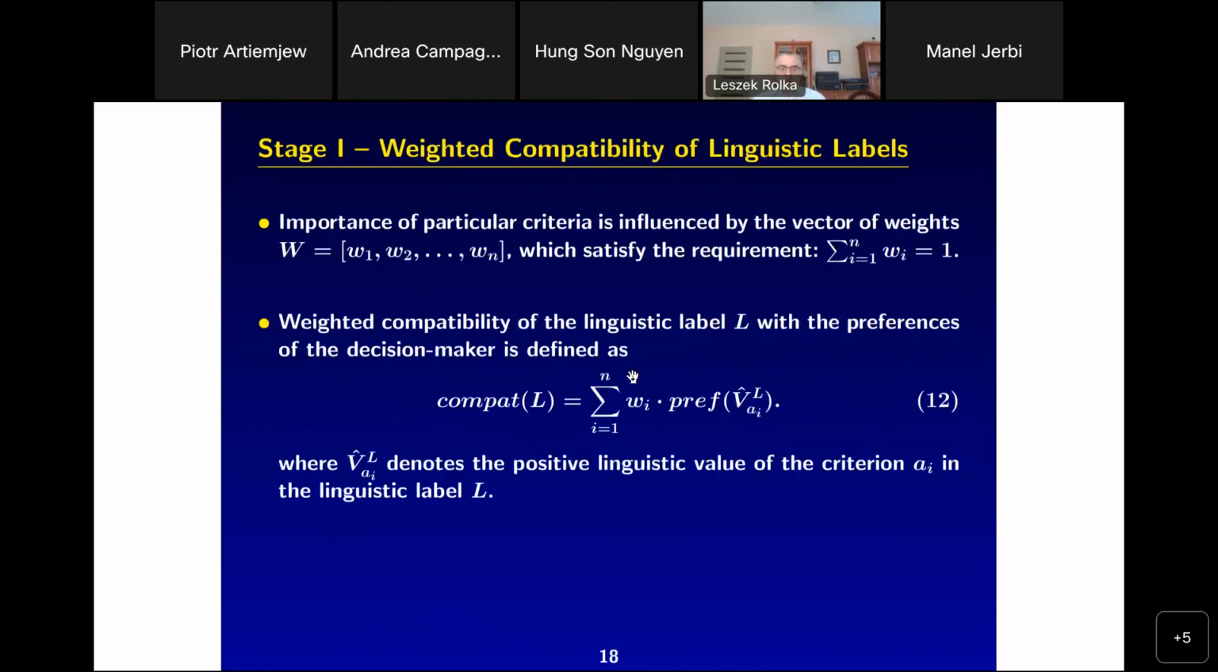In a multi-criteria decision-making task, the importance of single criteria is influenced by weights that can be adjusted accordingly, and they satisfy a standard requirement of summing up to 1. To determine the compatibility of the linguistic label L with the preferences of the decision maker, we aggregate the preference degrees using a measure of compatibility, which is also influenced by the importance of all criteria.